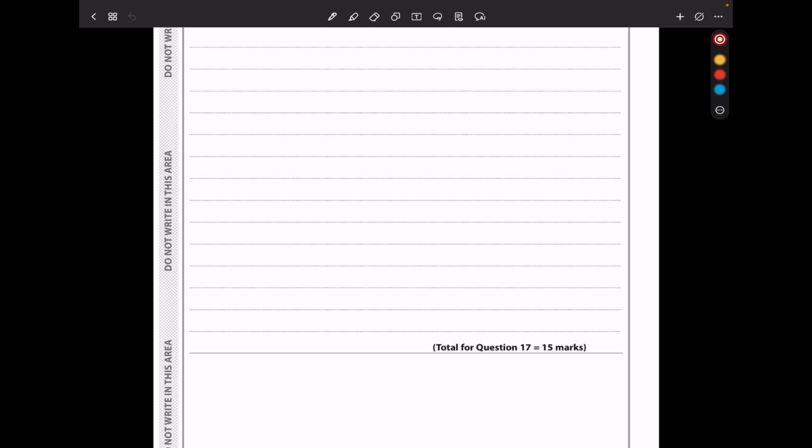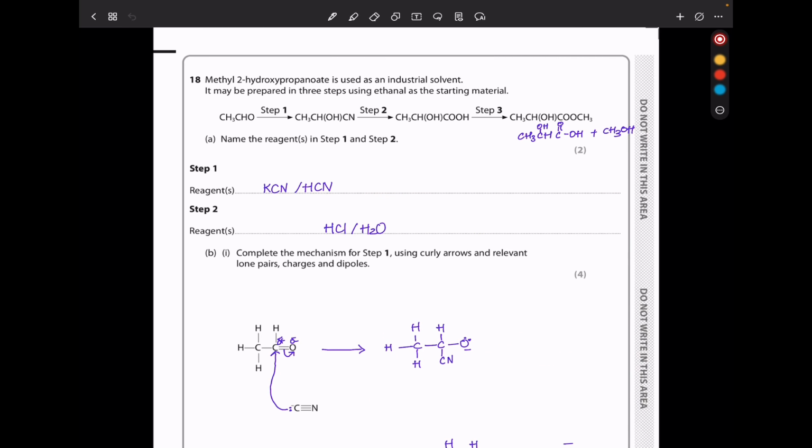So this brings us to the end of question 17. Let's continue to question 18. In question 18, methyl 2-hydroxypropanoate is used as an industrial solvent. It may be prepared in 3 steps using ethanol as the starting material. They say name the reagents in step 1 and 2.